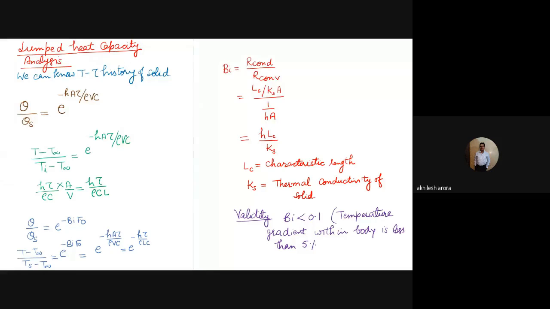Okay. So we were discussing lumped heat capacity analysis, and we have derived the relation, this one: theta by theta s is equal to e raised to power minus h a tau over rho V c. Basically, when we are studying lumped heat capacity analysis, we are trying to calculate the temperature-time history of the solid.